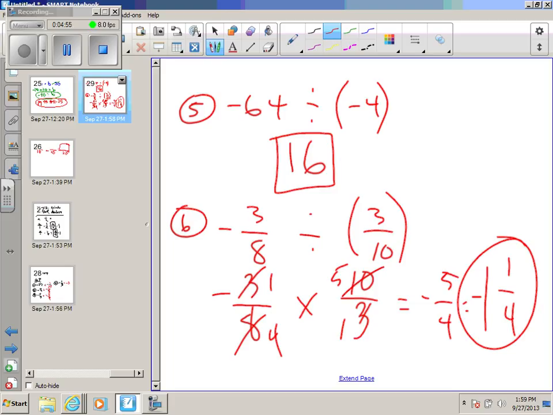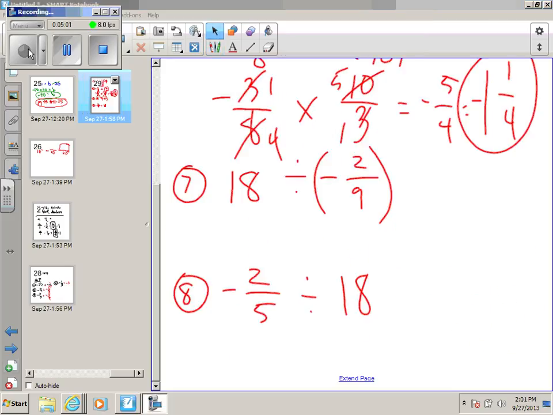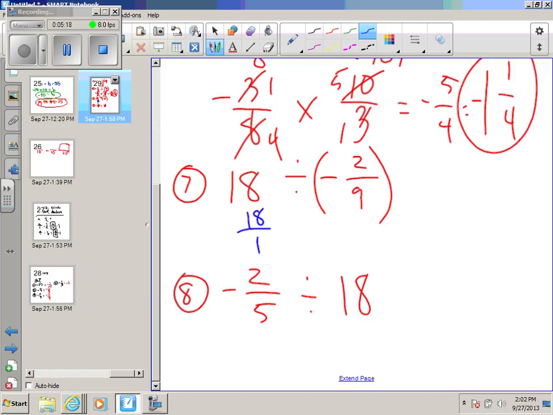Try 7 and 8. 7 and 8. Okay, as with any time that we multiply or divide with fractions, first thing we need to do is make sure that everything is in fraction form. So the 18 becomes what? And since I'm dividing by a fraction, I need to multiply by its reciprocal, which is a negative 9 over 2.